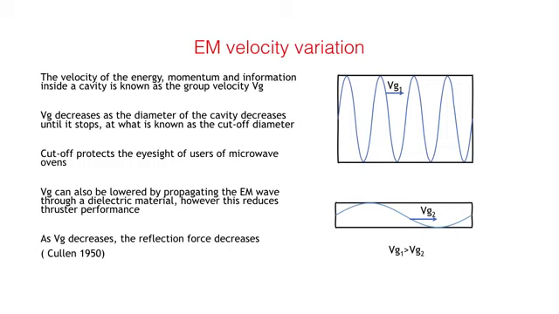Vg can also be reduced by inserting a dielectric element into the cavity. However, this does reduce thruster performance. In 1950, Cullen proved by experiment that the radiation pressure decreases as Vg decreases.